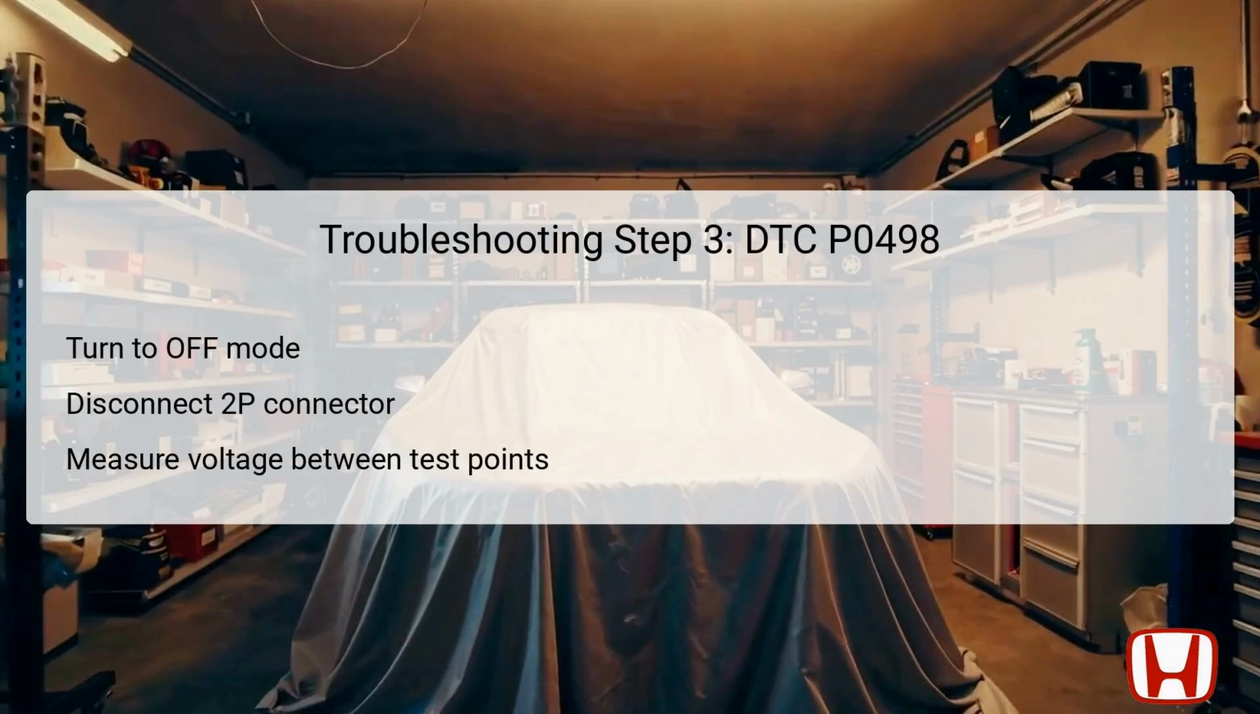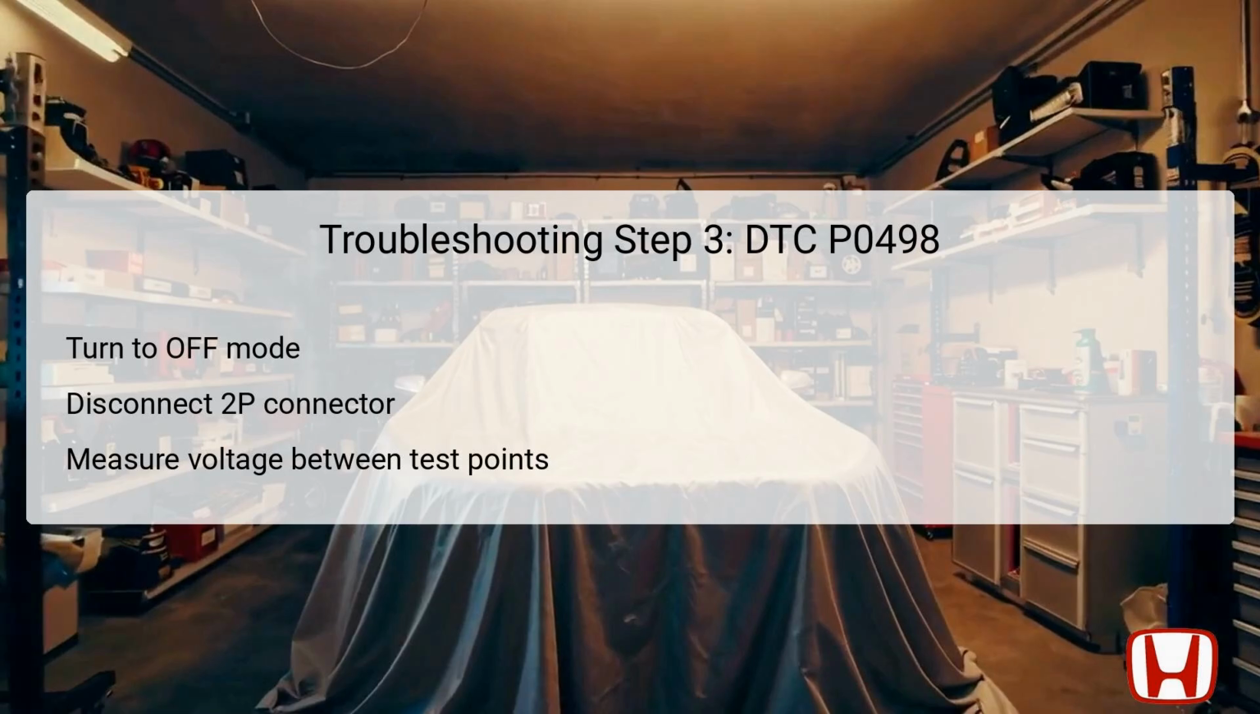Next, turn the vehicle to the on mode while keeping the connector disconnected. With this configuration, measure the voltage between the designated test points, one being the female terminal number 1 in the 2P connector, and the other being the body ground. If battery voltage is detected at this point, it suggests that the circuit towards the valve from the power source is intact, and attention should be directed toward possible wiring issues.